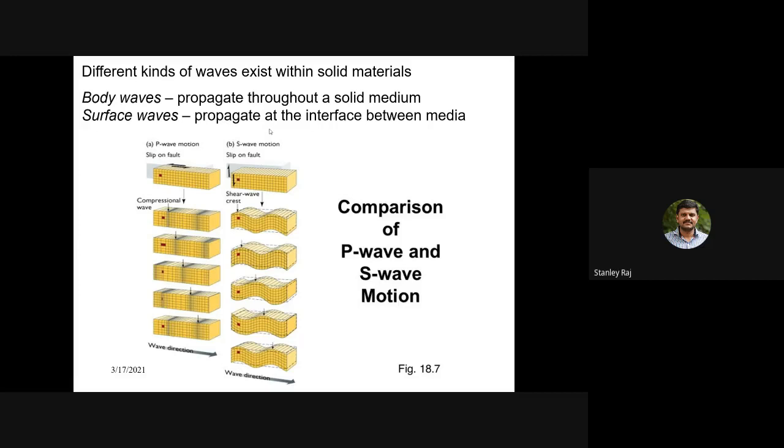So the primary wave, the P wave motion, is a compressional wave, which compresses and dilates when it travels from one place to another. The S wave we call the secondary wave or the shear wave, which travels along the direction while shearing the path. Okay, so body waves and surface waves are the classification.